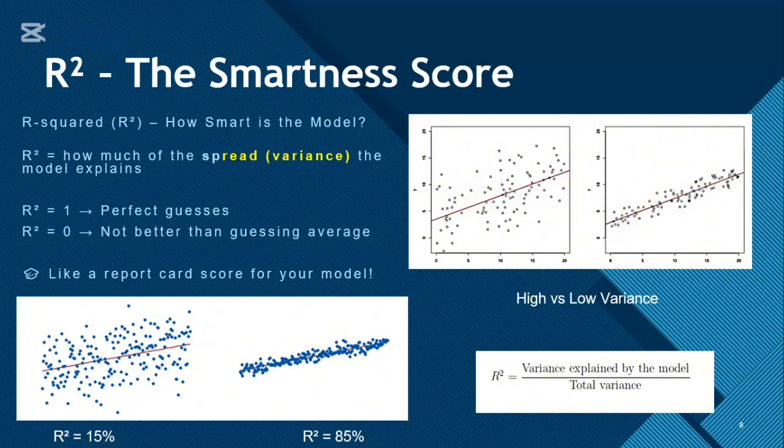So you can see on the diagram on the right side, the data is less spread out, whereas on the left side, the data is widely spread out. So R2 tells us the spread variance of the model. If R square is equal to 1, that's a perfect guess. And if R square is equal to 0, it is not very good at average guessing. This will also affect the accuracy of our model.